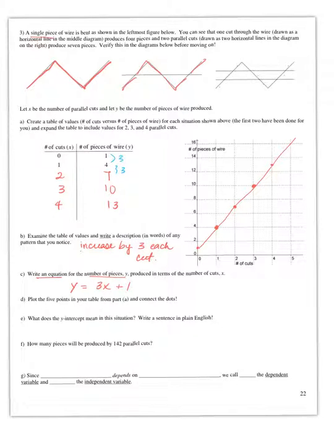What does the y-intercept mean in this situation? Write a sentence in plain English. The y-intercept will be the point 0, 1. That's 0 cuts is one piece of wire. So we can say when we have 0 cuts, there's one piece of wire.